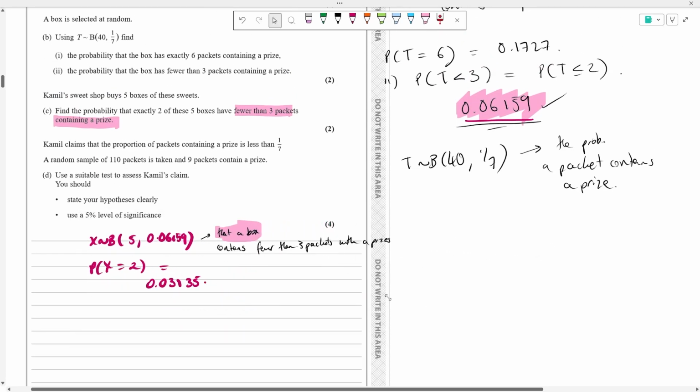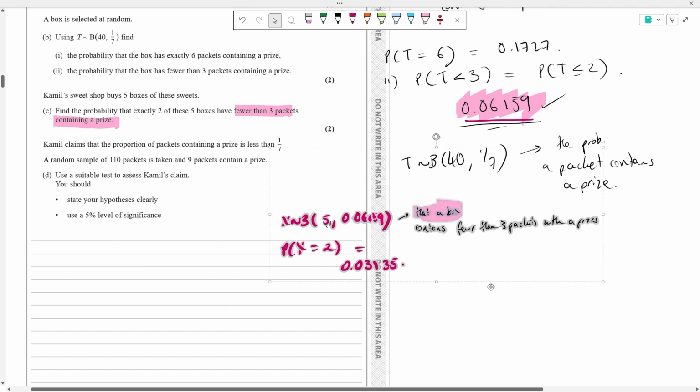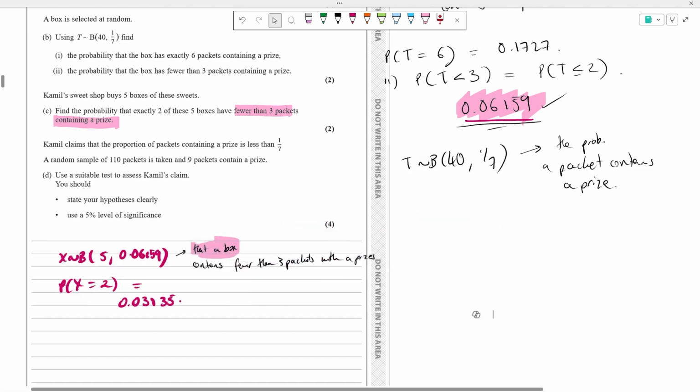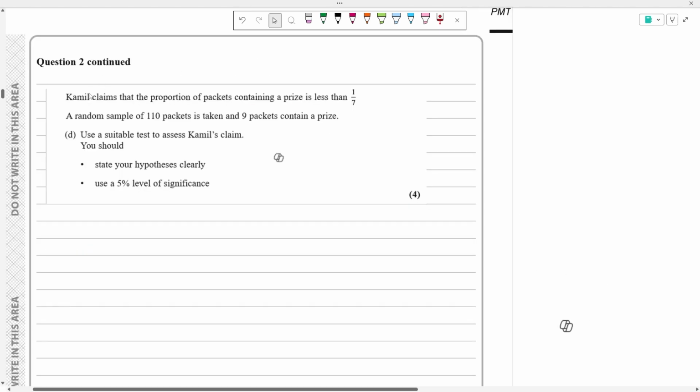Next, we have some hypothesis testing for part D. So Camel claims that the proportion of packets containing a prize is less than 1/7. A random sample of 110 packets, this is our sample size, is taken, and 9 packets, so this is our key value, contain a prize. Use a suitable test to assess Camel's claim. So this is a hypothesis testing question, and our significance level is going to be 5%.